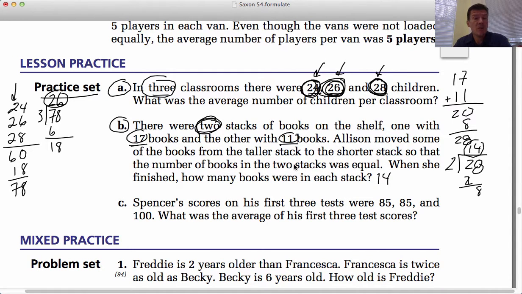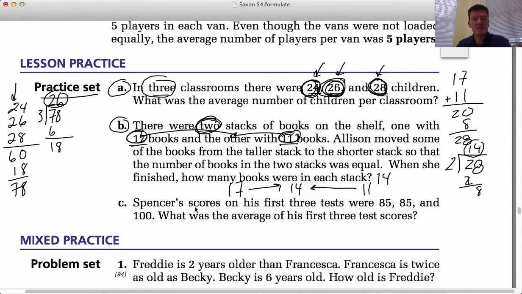And if you were to estimate, I forgot to estimate, but you could. Basically, you're looking at 17 and 11. What's kind of in the middle of 17 and 11? You want to find a number that's in between equally. You want a number that is the same distance from 17 as it is from 11, and that number would be 14.